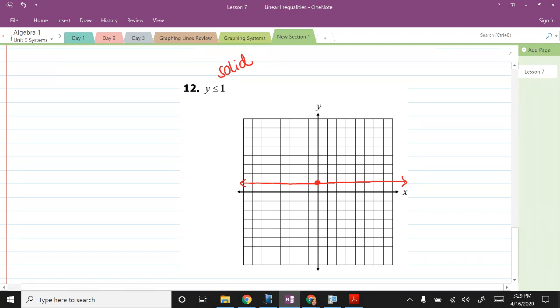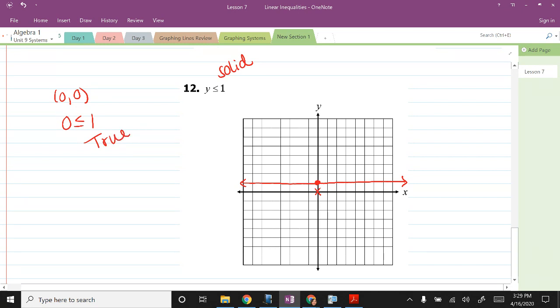Now I still use a test point. And my test point is 0, 0 still. So there we go. Marked it with an X. This is so nice. Look, I just have to plug in a y. I don't have an x. And my y value that I'm plugging in is 0. So 0 is less than or equal to 1. True or false? Well, that's true. 0 is less than or equal to 1.